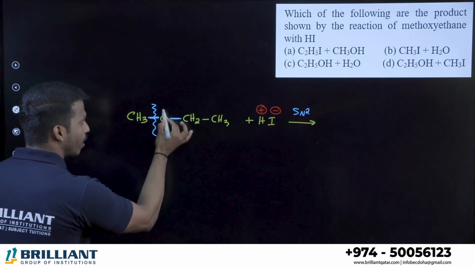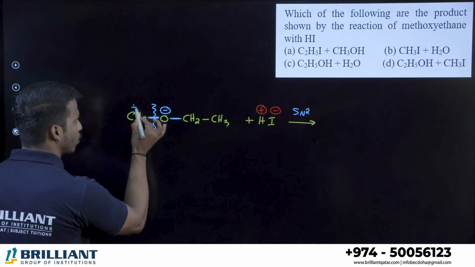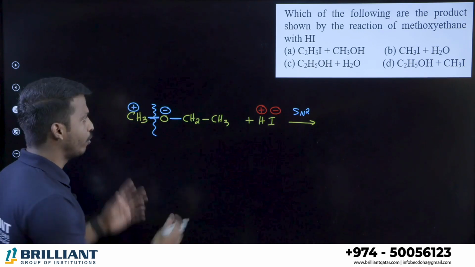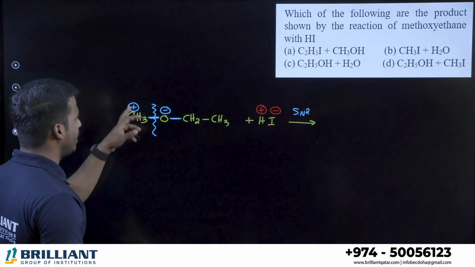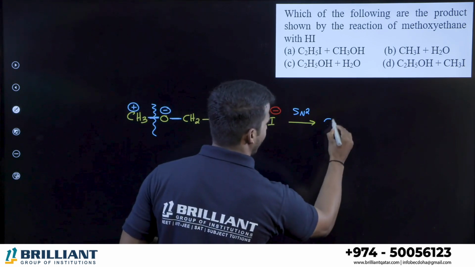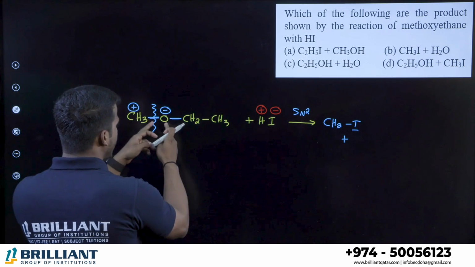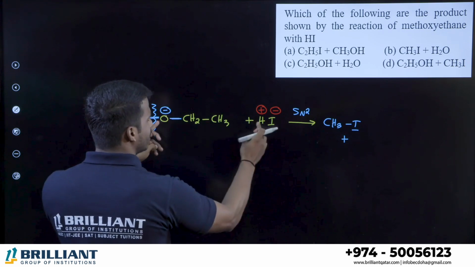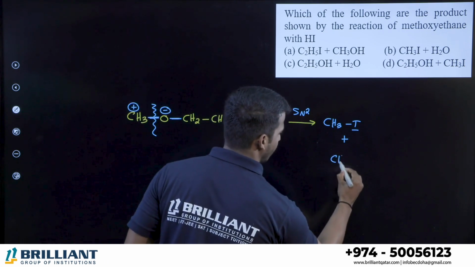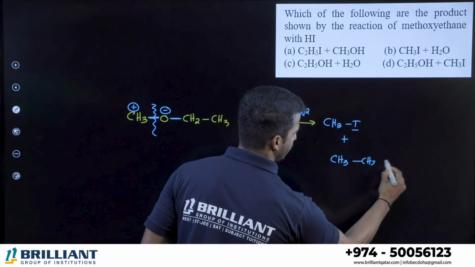If you break this one, oxygen always carries a negative charge, so carbon carries a positive charge. Now you just make a double displacement: to the CH3 plus, I minus will attack. Product is CH3I. To the ethoxy group, the O minus, H plus will attack. So you will get ethanol.